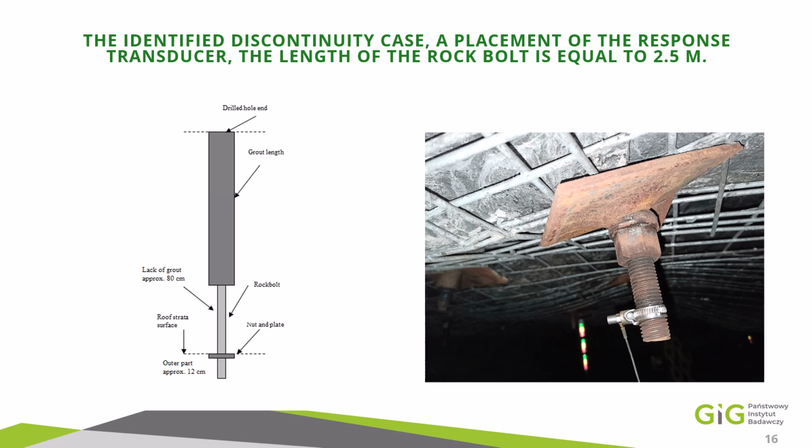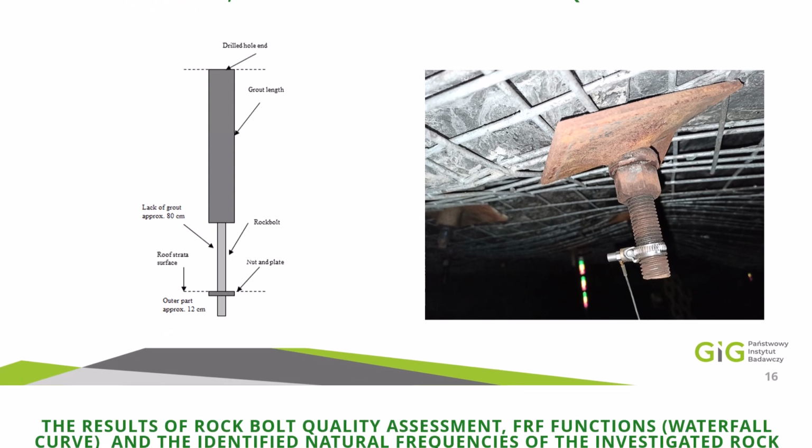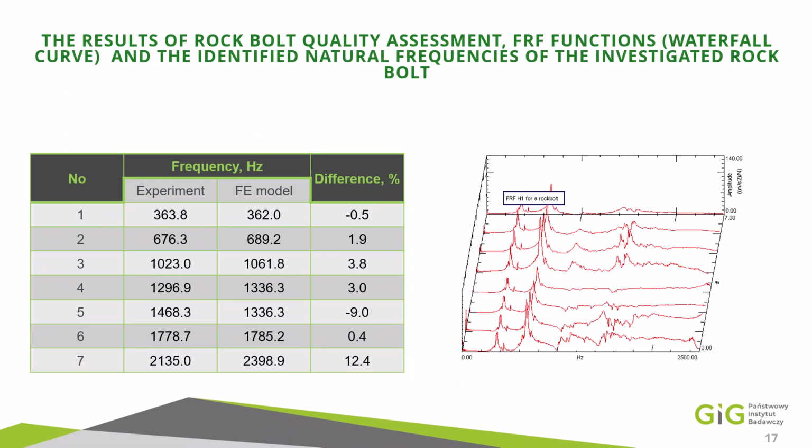Among many cases, this is one example where there is lack of grout in the lower part of the rock bolt, and the results show the waterfall curve and obtained frequencies in comparison between experiment and theoretical models.